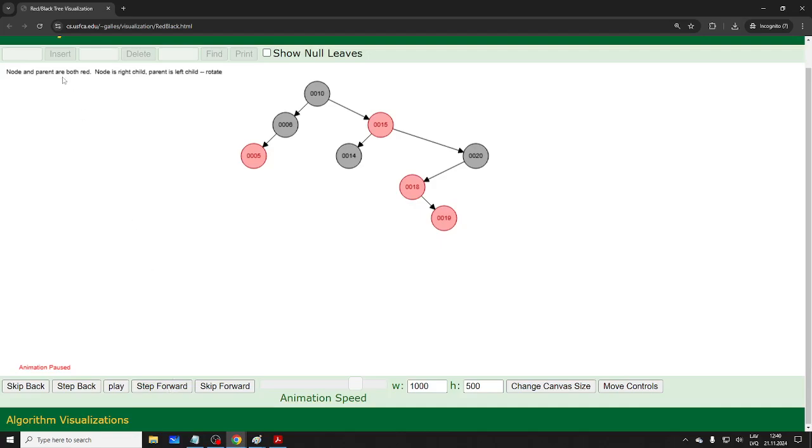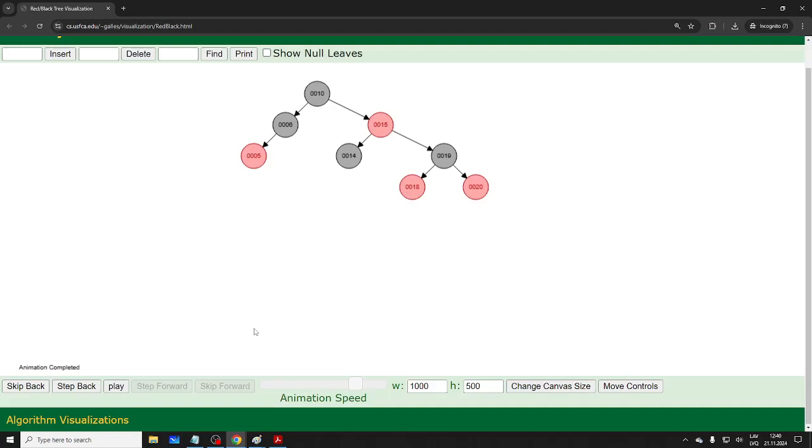So let's take a look. Node and parent are both red. Node is a right child, parent is a left child. So it's left, right. Okay, is this good? No. We do one more rotation. Like I said, we're almost done. And this is going to be black and this is going to be red. Yep, and now we're done. So 2 rotations. This was basically the worst case scenario.